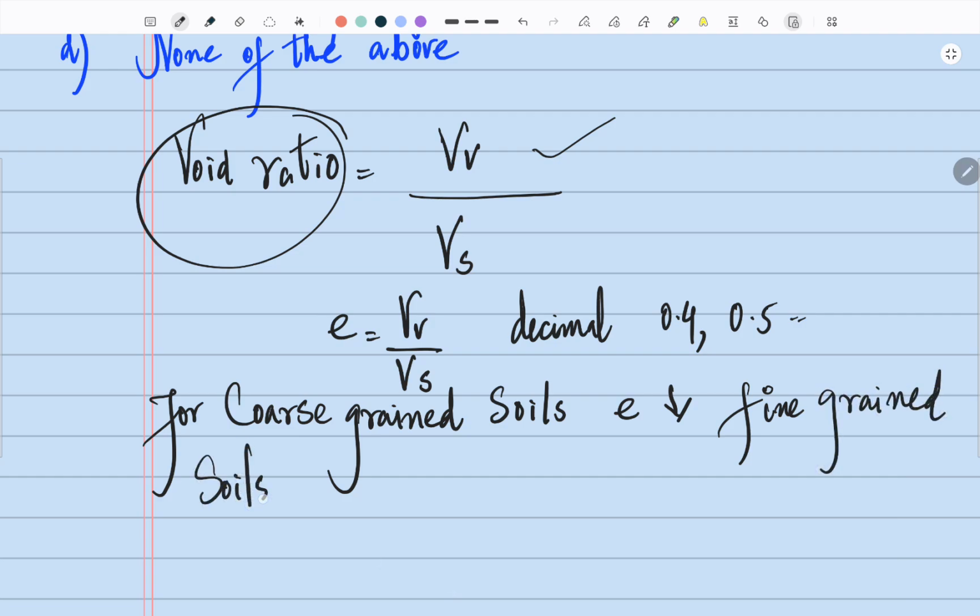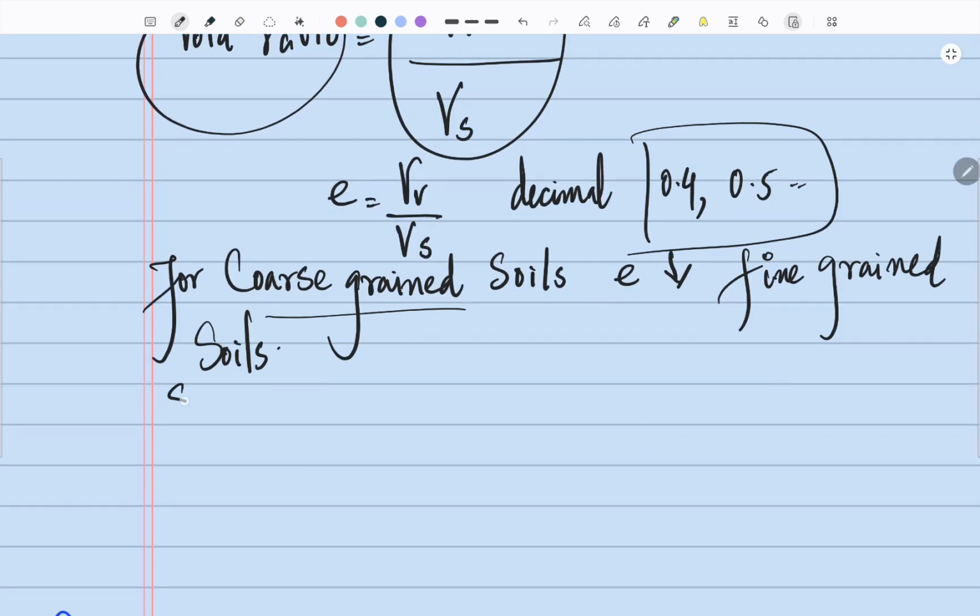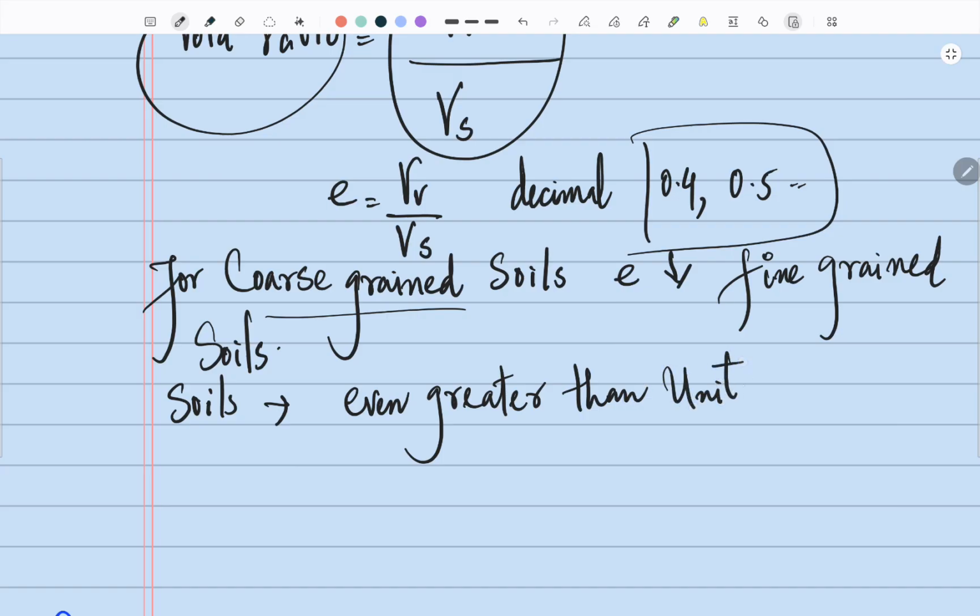Void ratio, which is a very important volumetric relationship in a soil mass, is defined as a ratio between volume of voids to the volume of solids in a given soil mass. It is usually expressed as a decimal, not as a percentage. For coarse grained soils such as sands and gravels, the value of void ratio is generally smaller than that for the fine grained soils. And it must also be noted that for some soils, the value of void ratio can even exceed unity.